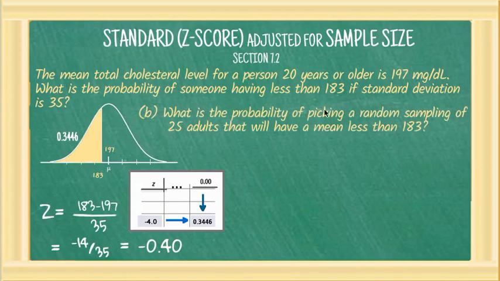Now, what's the probability of picking a random sample of 25 adults and having that group with a mean less than 183? Okay, so we picked one individual, and the chance of being under 183 is a deviation of negative 0.4, an area of 0.3446. Okay, I'm trying to talk too fast. Now, what if I pick 25 people, take all of their cholesterol numbers and average them together, add them, divide by 25, what's the chance of that number being less than 183?